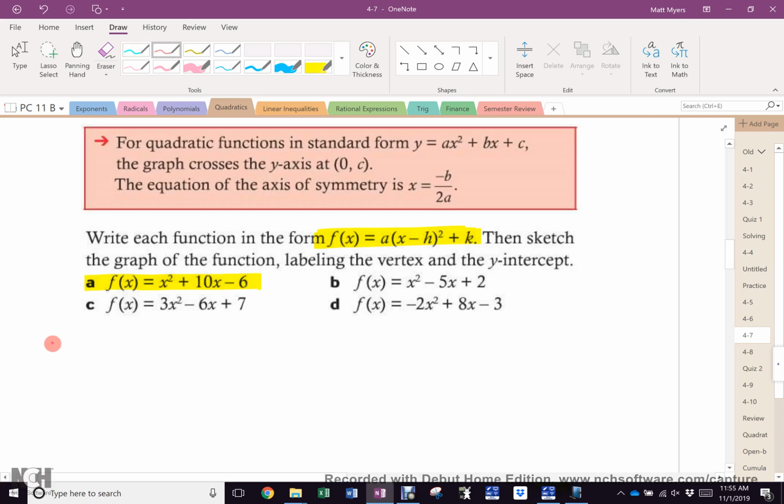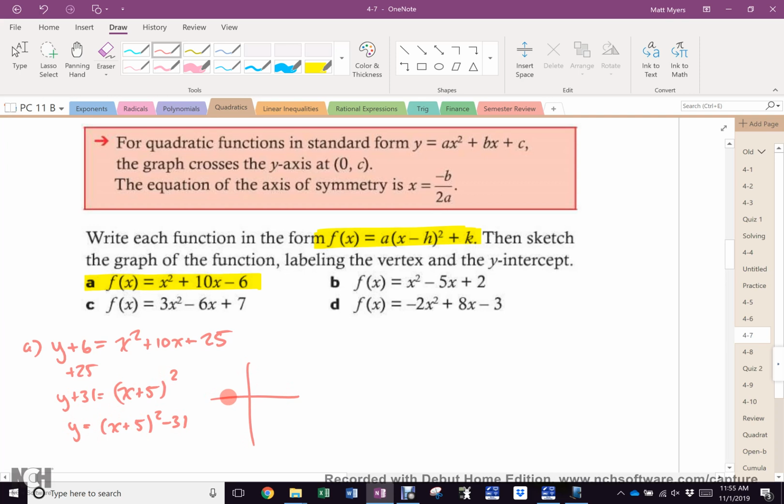You could all do it in your sleep. y plus 6 equals, not bracket, x squared plus 10x plus 25. What do I got to add here? 25. y plus 31 equals x plus 5 squared. y equals x plus 5 squared minus 31. Right? Do that in their sleep. Everybody agrees, yeah? Okay, and then we sketch the graph.